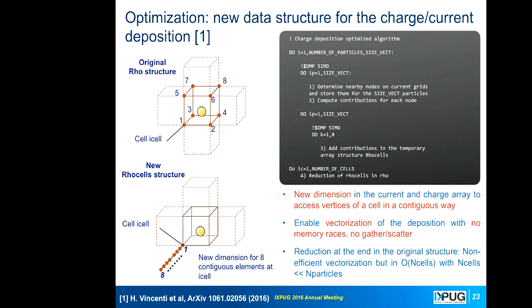So this has a good advantage to provide an efficient deposition, but also to enable vectorization, except that we have to reduce this structure to the original one at the end. The good news is that here the complexity of this reduction is just in number of cells, and there are much fewer cells than particles. So the complexity of the reduction is much less than the complexity of the whole algorithm here.